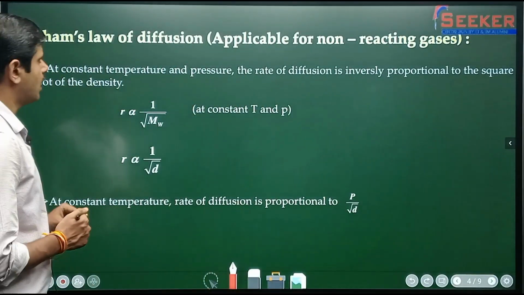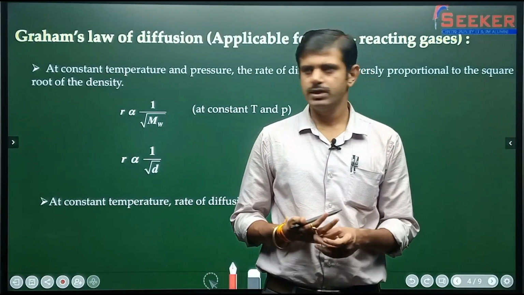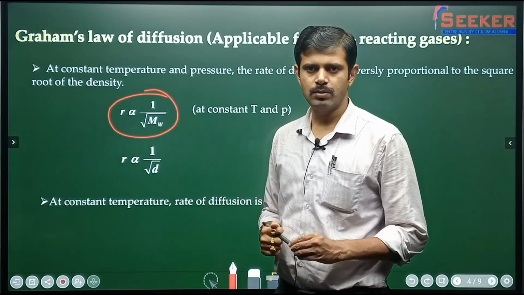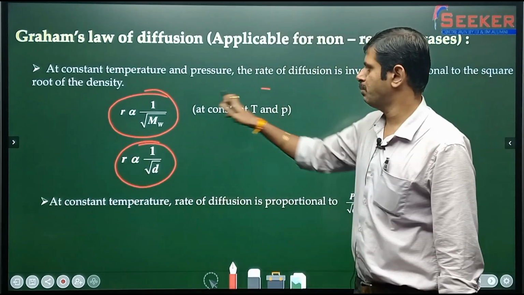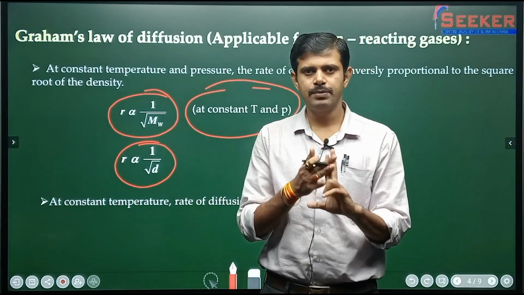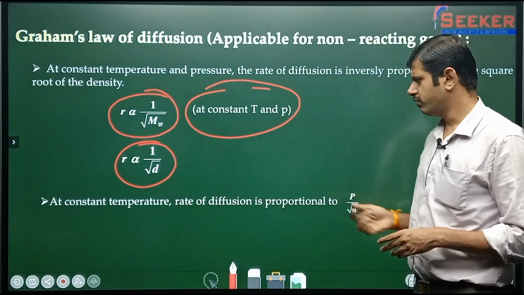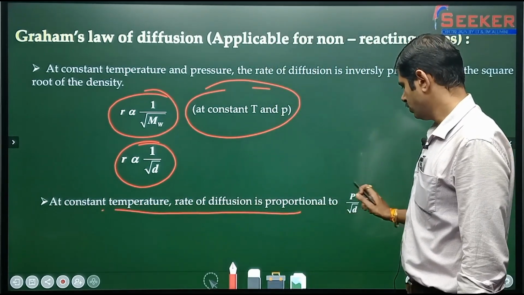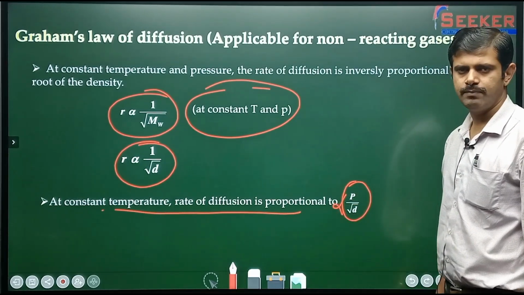Next is Graham's law of diffusion. The scientist Graham did research on diffusion. He found what we have discussed: the rate of diffusion is inversely proportional to the molecular mass, and inversely proportional to the density of the gas at constant temperature and pressure. External things like pressure and temperature must be constant, and only then will these laws work. So at constant temperature, the rate of diffusion is proportional to pressure divided by root of density.